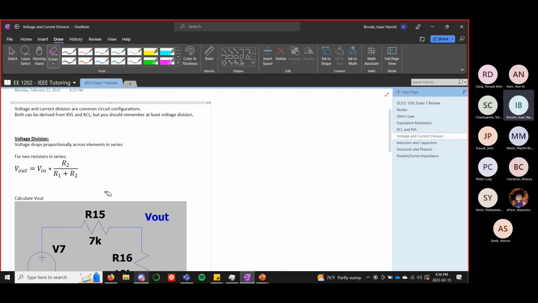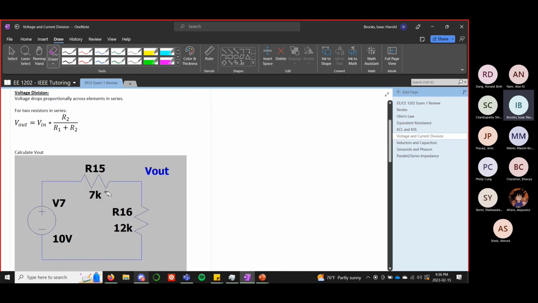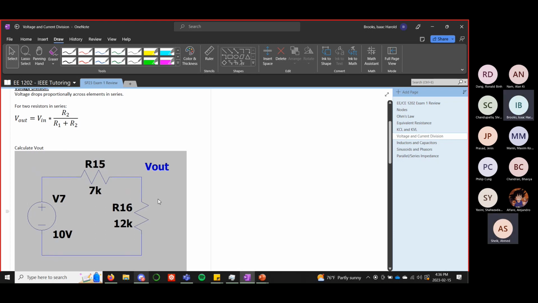So we know that if we have a circuit like this one, it really only makes sense when you're looking at a circuit. The output voltage between these two resistors is equal to the input voltage times the second resistor over the series pair. Okay, so you've probably used this before, but let's calculate V out in this case.